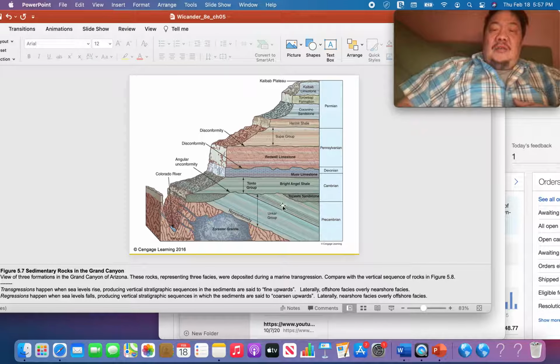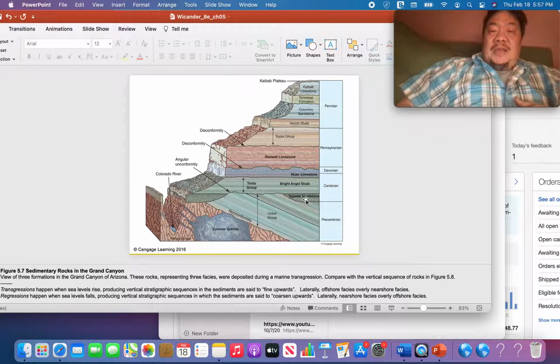Then the Unkar group was tilted by an earthquake. It was tilted. Then we had uplift and erosion, forming an angular unconformity. Angular unconformity. Not an angular disconformity. There's no such thing. It's an angular unconformity.